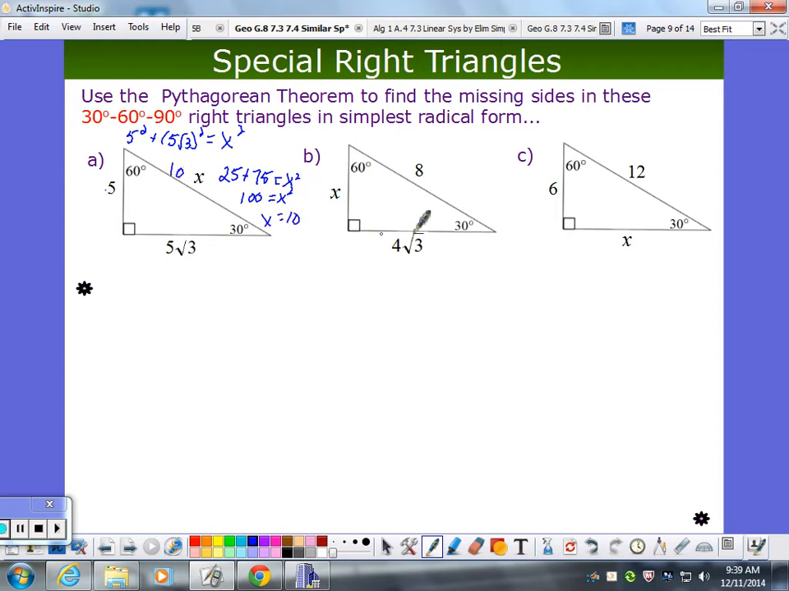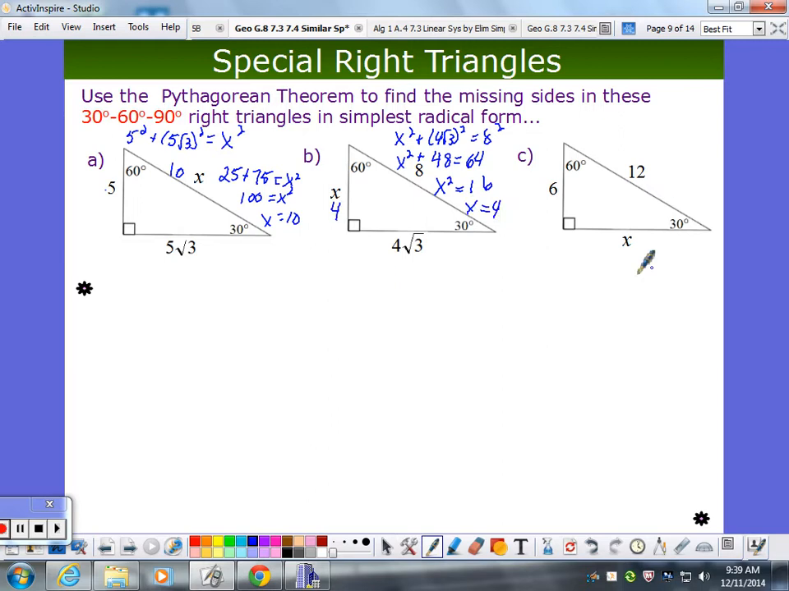All right. Let's look at this guy now. So this one's going to be x squared plus 4 radical 3 squared equals 8 squared. So x squared plus 4 squared, which is 16, times 3, 48, equals 64. So that means that x squared equals 64 minus 48. Well, that's 16. So x is going to be 4.